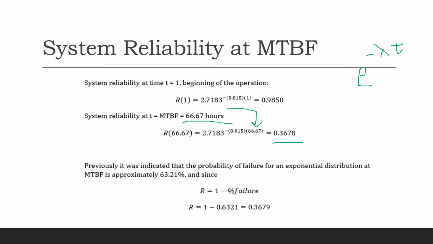Previously it was indicated that the probability of failure for an exponential distribution at MTBF is approximately 63.21%. That's the graphical estimate. We know that R is equal to 1 minus the failure probability. Therefore R is 1 minus 0.6321, which gives you 0.3678. This is from the graphical estimate. Compare this to the precise calculation, and you get about the same, 0.3678. It's pretty good.